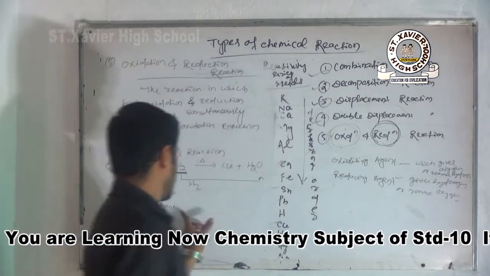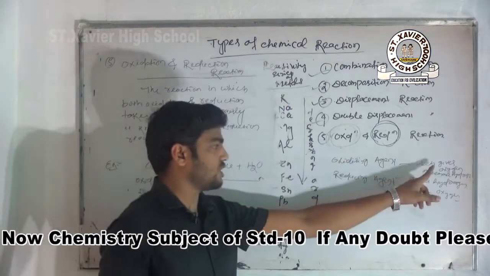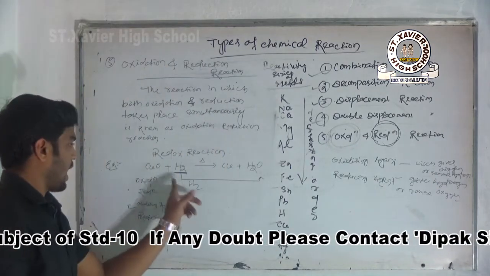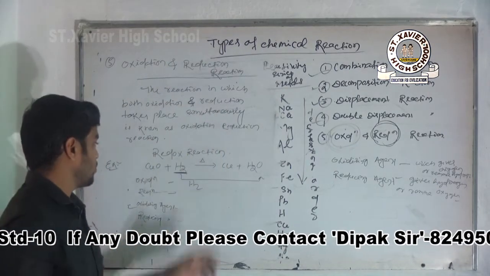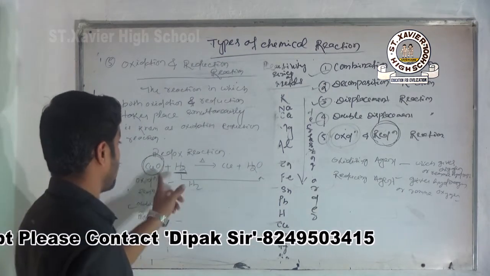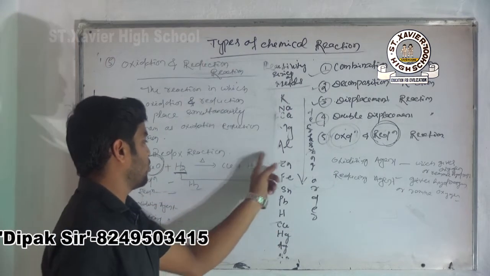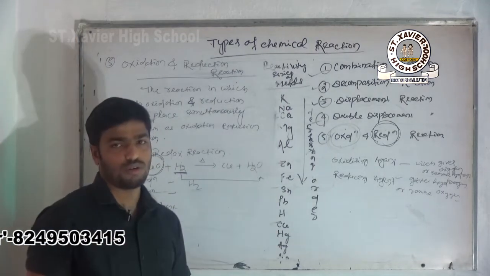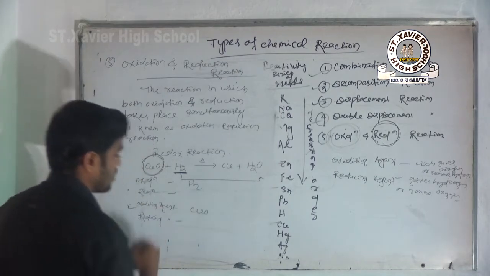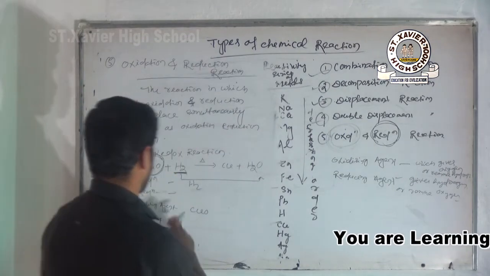Then comes to oxidizing agent. From the definition we know very well that the substance which gives oxygen or removes hydrogen. So here hydrogen got oxygen from whom? From copper oxide. If copper oxide is not present here, then it is impossible for hydrogen to find oxygen and to form the new compound water, H2O. So this is our oxidizing agent, CuO. Oxidation and oxidizing agent completed.